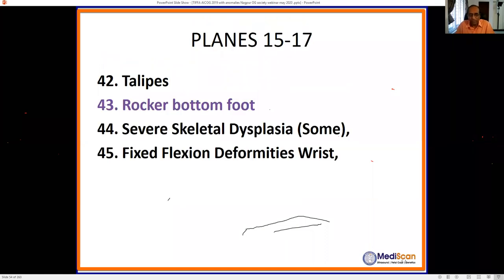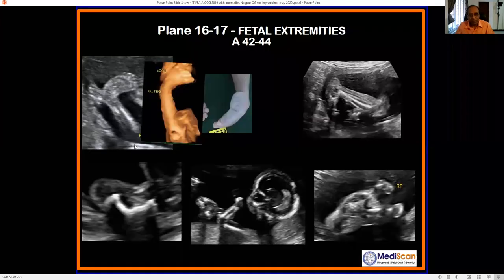Now, planes 15 to 17, we are now coming to the extremities, right? We look at skeletal dysplasia, talipes, rocker bottom foot, and also fixed flexion deformities of the wrist. So here, talipes is easily identified. If you are able to see the leg and the foot, when you see the full leg with the two bones, tibia and fibula, you are not expected to see the toes. So here toes are seen and the foot is not at right angles to the leg. So that's a talipes, as you can see. You can see a convexity of the toe.